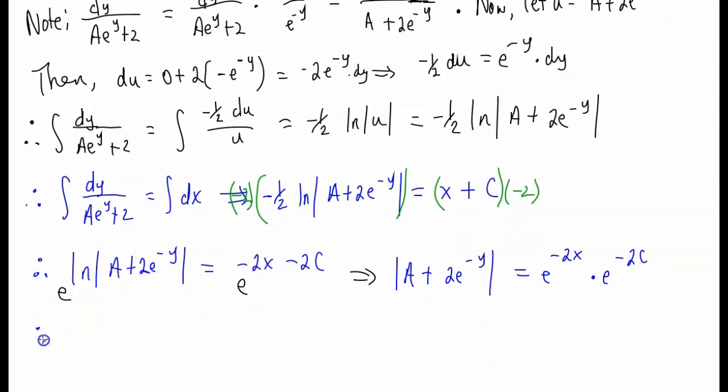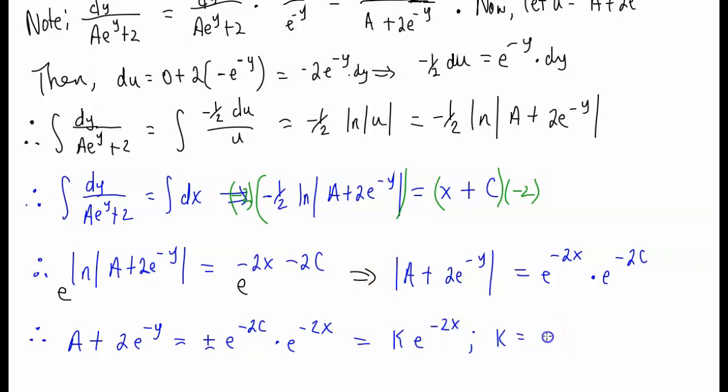And here, notice that from my absolute value properties, I could just rewrite this as a plus 2e raised to the -y is equal to plus or minus e raised to the -2c times e raised to the -2x, where all of this, the plus or minus e raised to the -2c, I'm going to allow that to be a constant. I'll just call it k here, e raised to the -2x, where k is going to be this business here, okay?